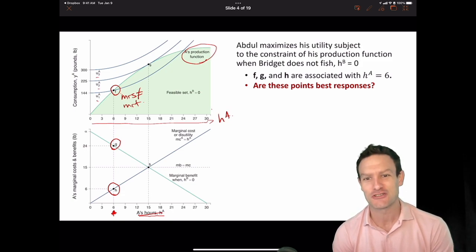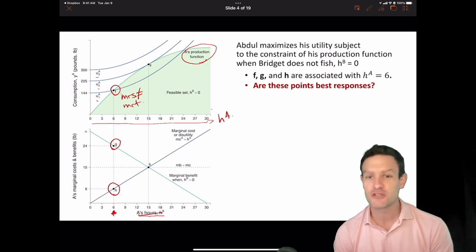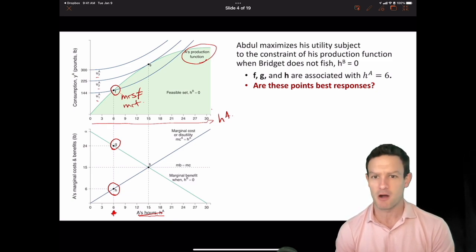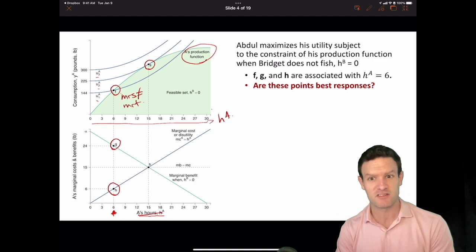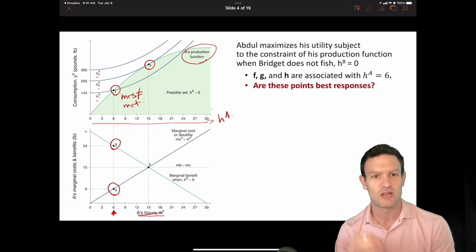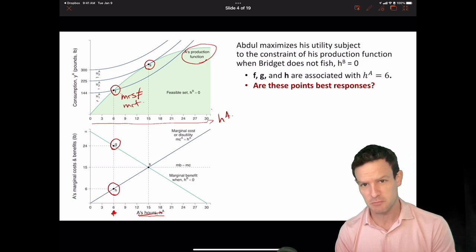Okay, so remember, fish to consume is a thing that's beneficial to him. He wants to get more fish to consume, and he wants to achieve a point where the marginal rate of substitution is equal to the marginal rate of transformation. Where does that happen? That's going to happen at point S. We're going to get back to that in a second. But the first thing is we've diagnosed in the top figure that point F is not a best response.